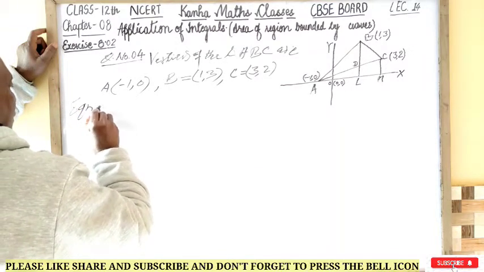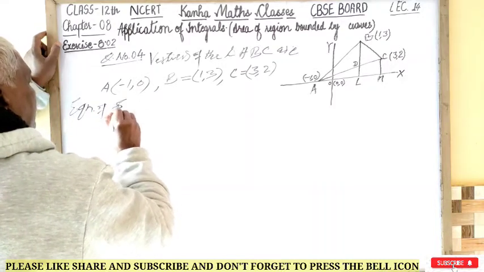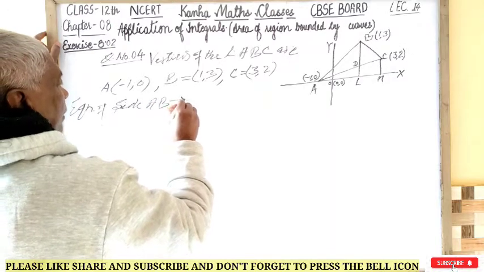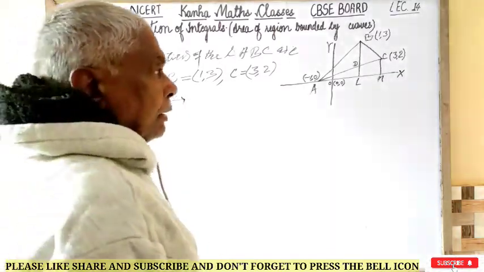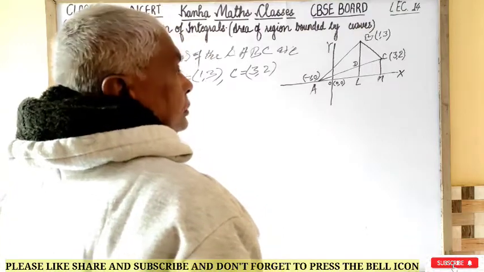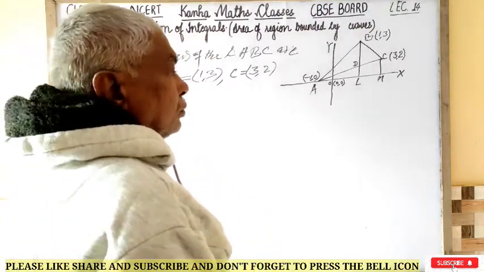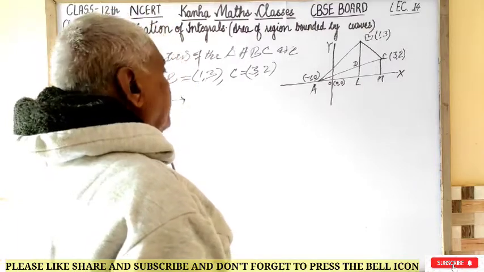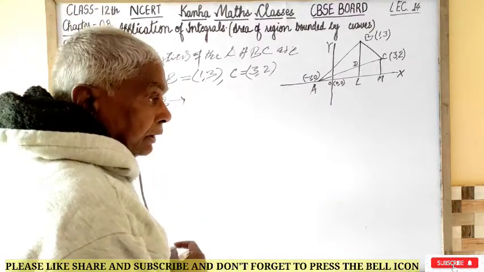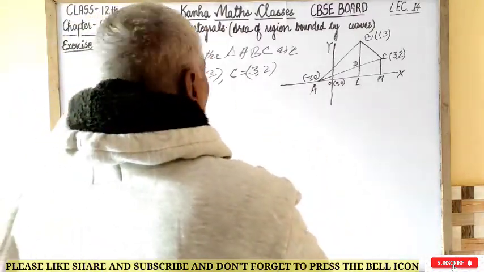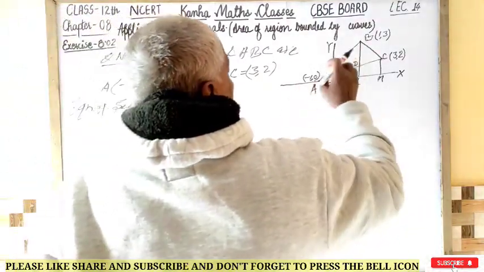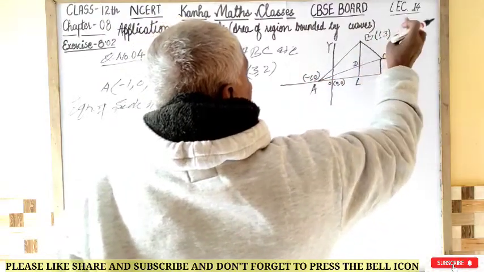Equation of side AB. We will remember the formula: the line joining the two points P and Q whose coordinates are (x1, y1) and (x2, y2) is y minus y1 equals (y2 minus y1) upon (x2 minus x1) within the bracket (x minus x1). We utilize the same formula to calculate the equation of side AB. Here (x1, y1) is (-1, 0) and (x2, y2) is (1, 3).